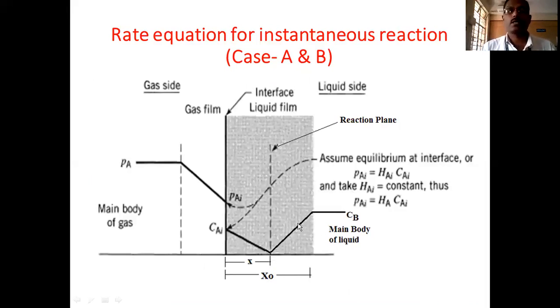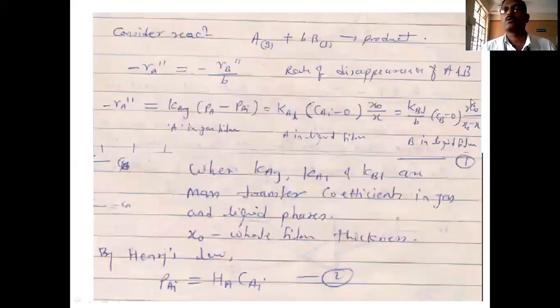So K_BL we consider, that is the mass transfer coefficient. K_BL is equal to D_BL upon x naught. But this x naught is not the total diffusion path. So we remove x naught and divide by the actual diffusion path, which is x naught minus x. So D_BL upon x naught is K_BL, multiplied by x naught upon x naught minus x. So x naught minus x is the actual length of diffusion. Here also x is the actual length of the diffusion of A. This is for the rate equation, so this is equation 1.